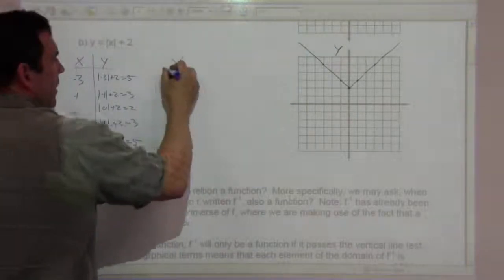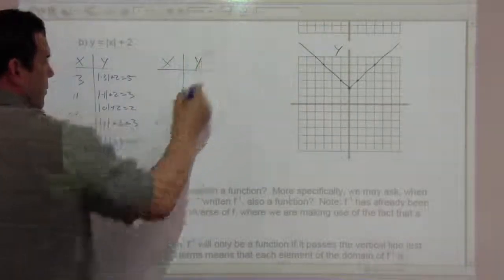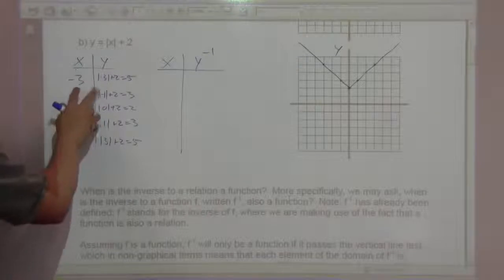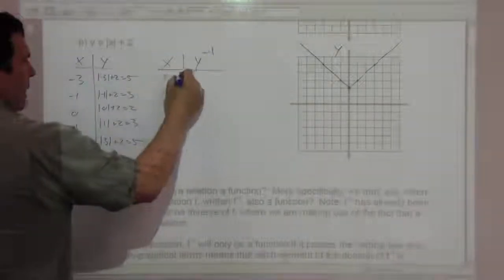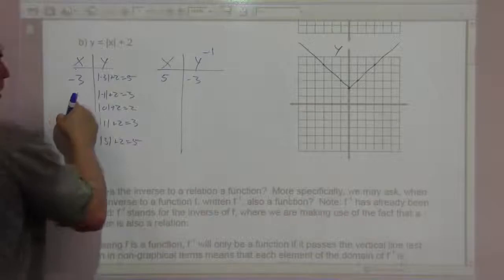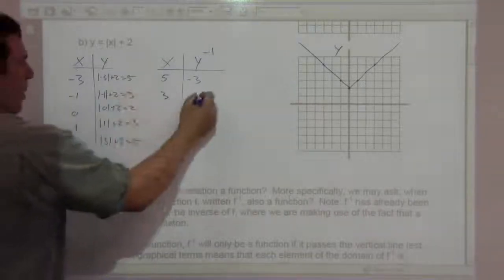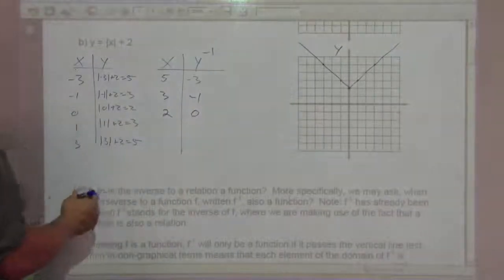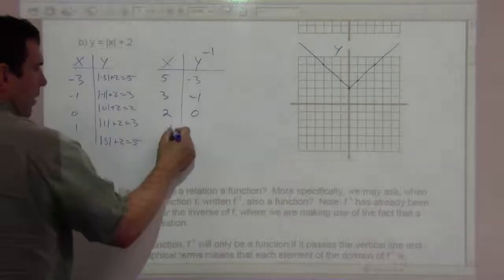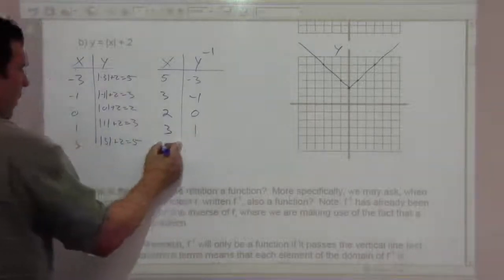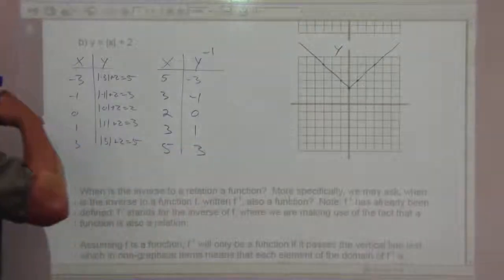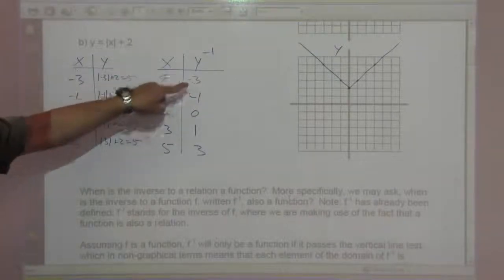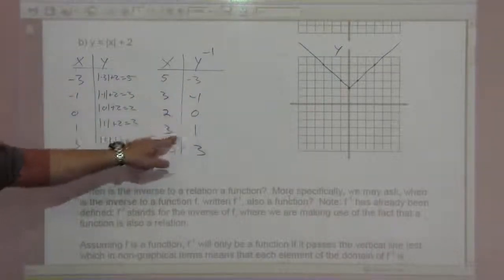Now, if we're going to look at x and then y inverse. So in the inverse function, we can switch these, meaning that 5 for x gives us -3 for y. 3 for x gives us -1 for the y. 2 for x gives us 0 for the y. 3 for x gives us 1 for the y, and 5 for x gives us 3 for the y. And you may recognize right off this is not going to be a function because you have 5 gives you -3, 5 gives you 3, 3 gives you -1, 3 gives you 1.